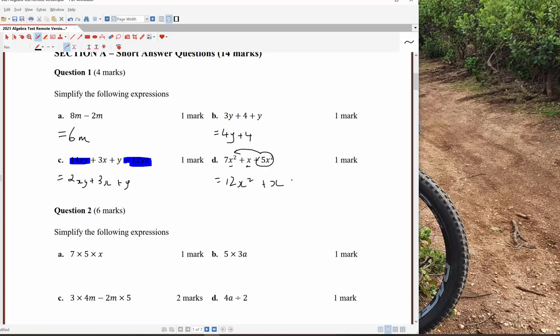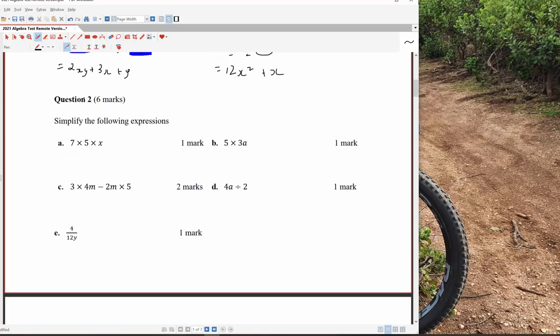that's our best answer. Okay, when we write things in algebra, we don't usually write the multiply signs. So we're going to write 7 times 5, which is 35, times x is just 35x. This is 5 lots of 3a, which is 15a. So 5 lots of 3 with an a on the end.